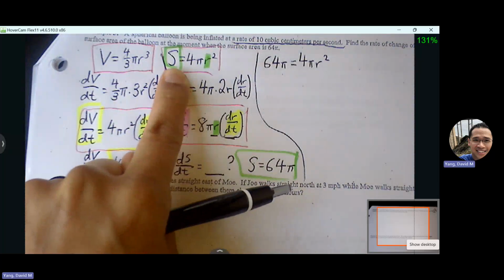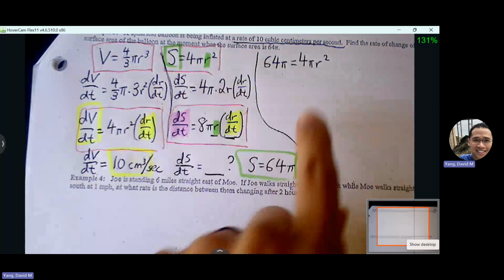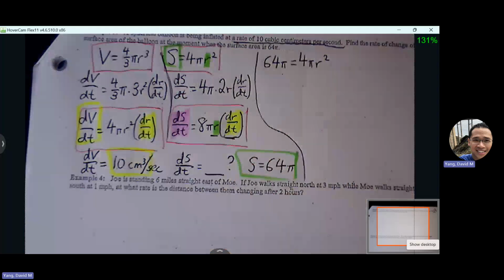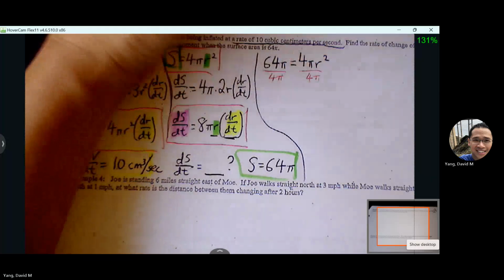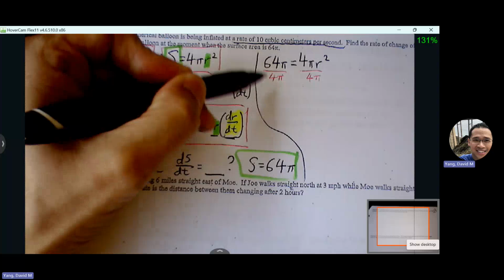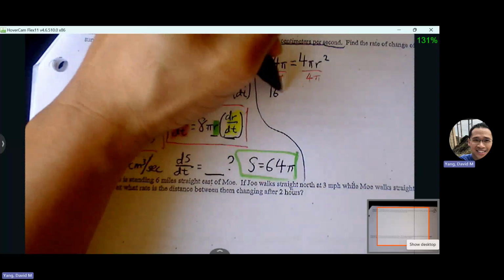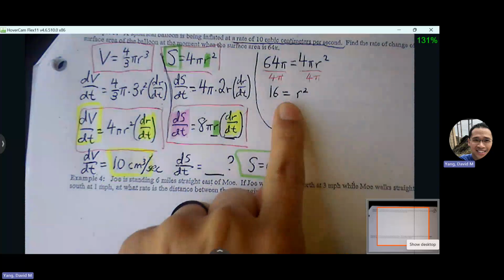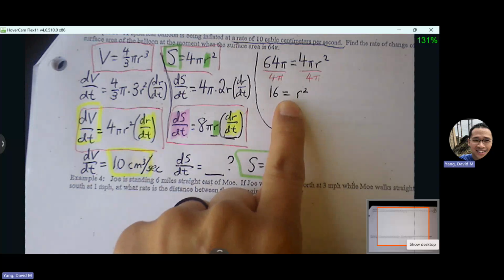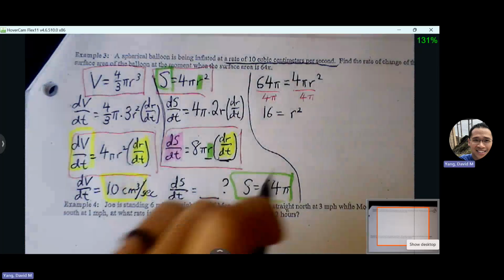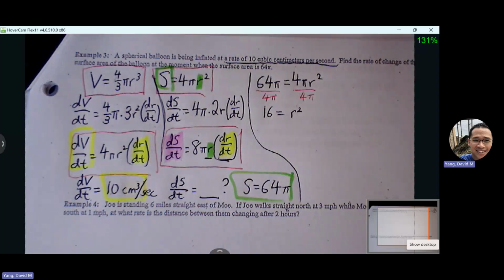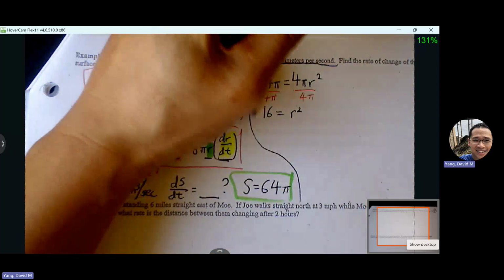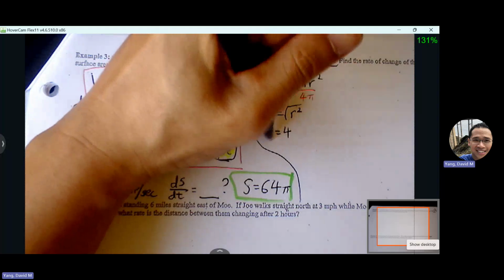I'm just working on this equation to see if I can get an intermediate variable that I need. So I'm going to divide both sides by 4 pi. Divide these two, I get 16. Take the square roots. Now, technically, I have plus or minus 4, but why do we not worry about negative 4? Because we're talking about the radius, right? For our problem, radius doesn't make sense as a negative value, so we're just going to keep the positive value. So R is 4.